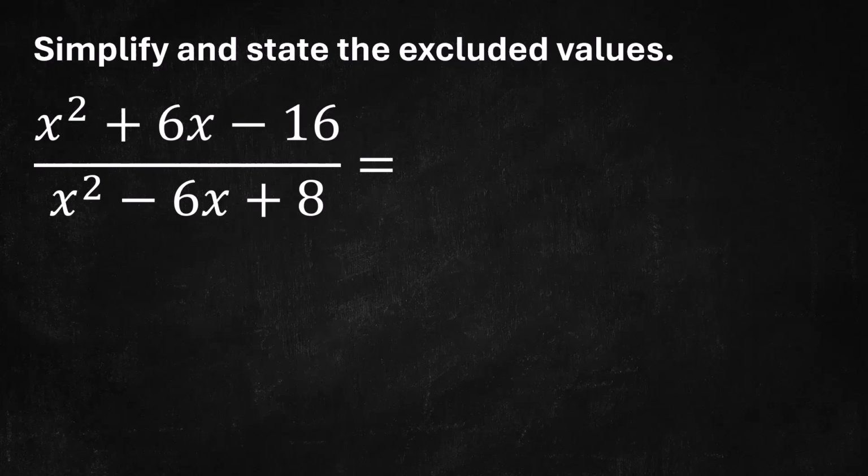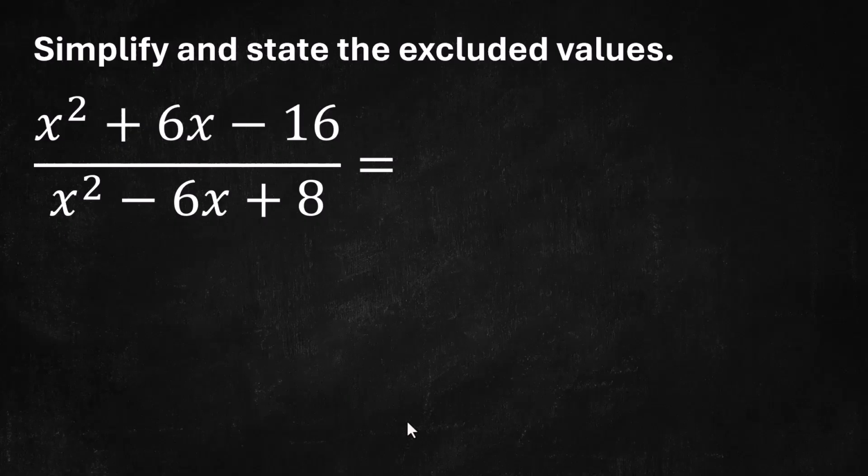Simplify and state the excluded values. So we have x squared plus 6x minus 16 divided by x squared minus 6x plus 8. People are going to probably want to cancel the 6x. Don't do that. That's not how you do that. They're being added and subtracted on the top.